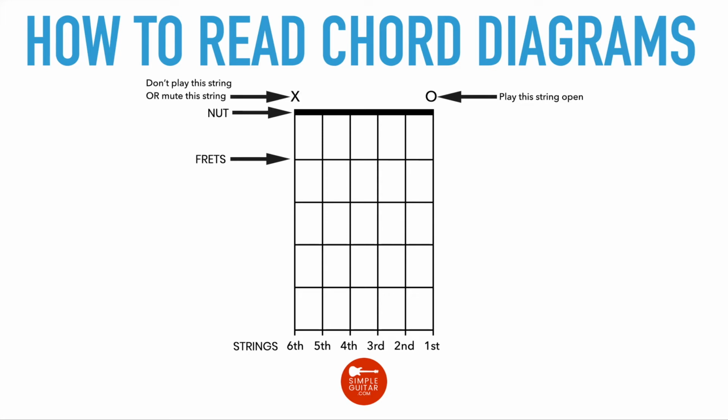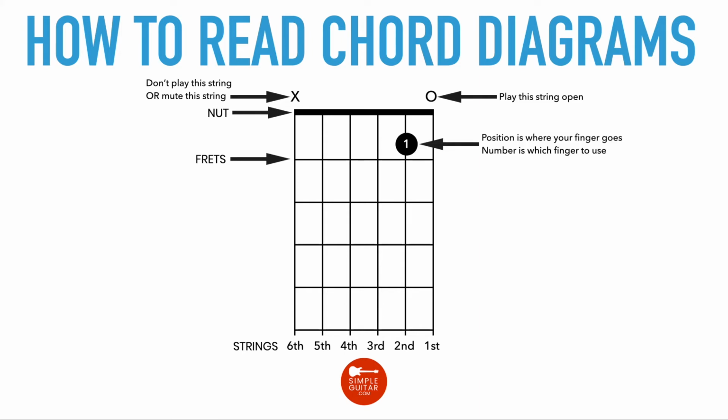If you see an X like this over the sixth string, that means that you are not going to play that string, or it means that you're going to mute that string. I'll show you an example of that later, where you have an X and it's kind of inside the chord, so you've got fingers around that X. And like I said, I'll show you that later, but an X above the string means either don't play that string or that string is going to be muted.